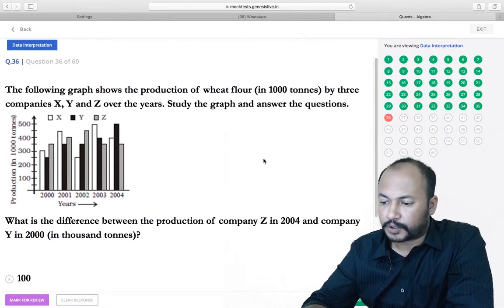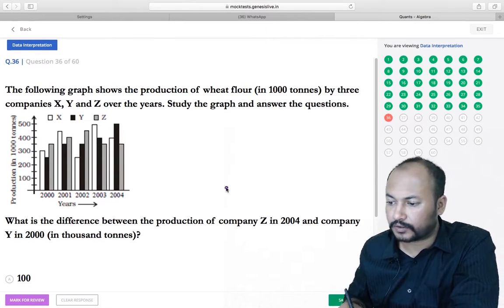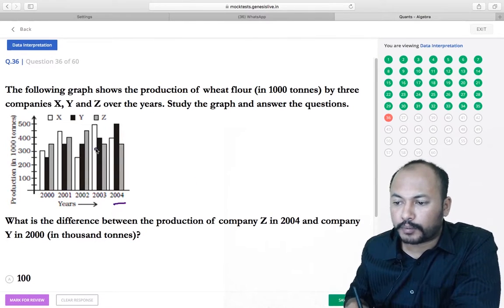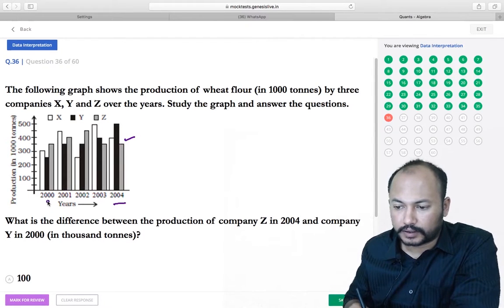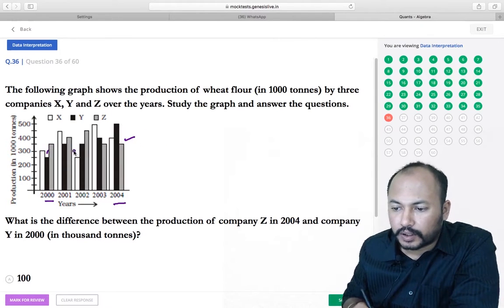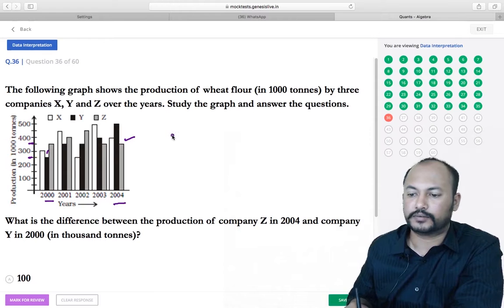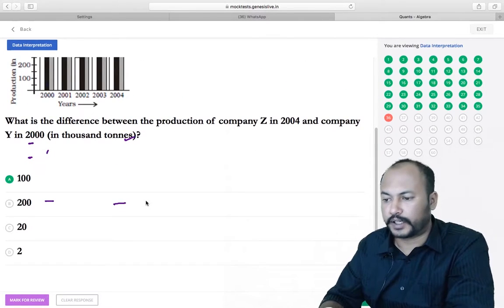What's the difference between the production of company Z in 2004? Company Z is this, and company Y in 2000, Y is this. Difference, that's all. Simple. We're talking about a difference of this and then this, which is 100. Okay, so 100 tons. Simple, straightforward question.